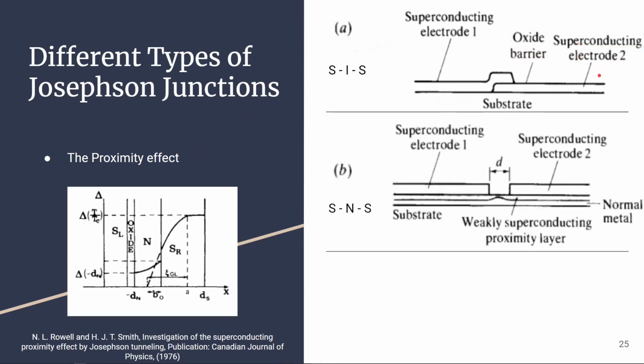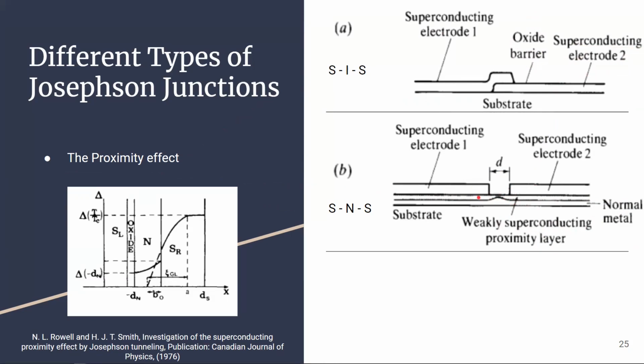But a different type of conductor would be, so now they are connected through a normal metal with a separation distance d. Due to this proximity effect, the layer on the normal metal, which used to be a normal metal, becomes a weakly superconducting proximity layer as well. But now, if this distance is small enough, then you would again observe Josephson effects in this type of junction as well.